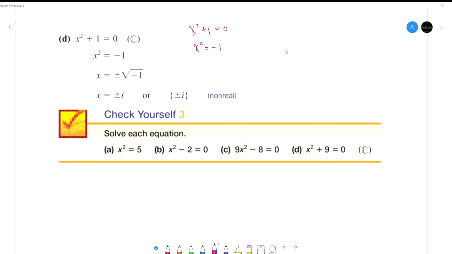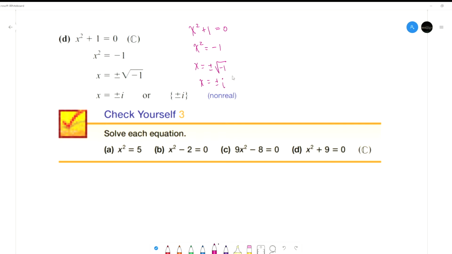Then we square root both sides. So we square root both sides, and we get x is equal to plus or minus the square root of negative 1. Right? And as you recall, i is equal to the square root of negative 1. So that means x is equal to plus or minus i. Okay, so you will get problems like that.